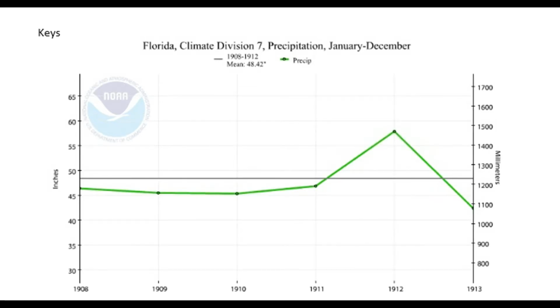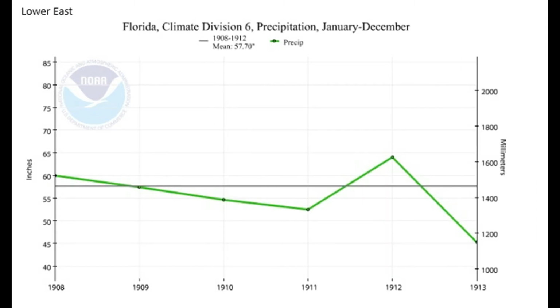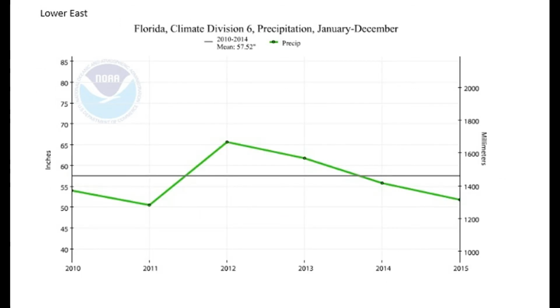In our second set of graphs, the Keys, we also have surprisingly about the same amount of rainfall. We're spending about as much time over the average as under the average. This average is a longer period of time than these graphs, though. This is the general average from about 1880 through to current time. In our lower East Coast area, though, we actually do spend more time above the average than under the average more recently. So we actually have a slightly higher rate of precipitation currently than we had in our 1908 through 1913 period.